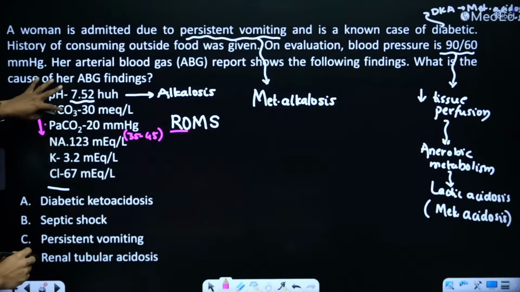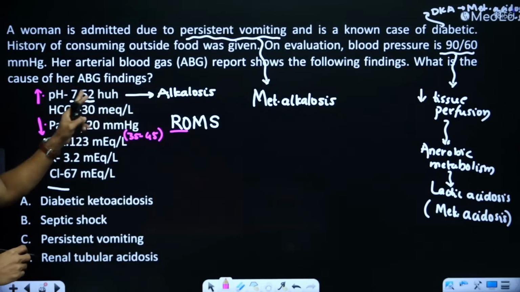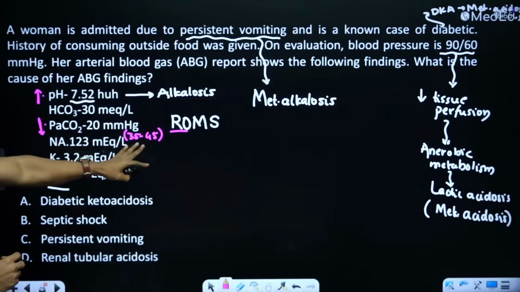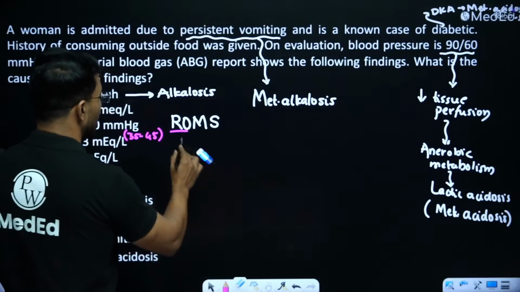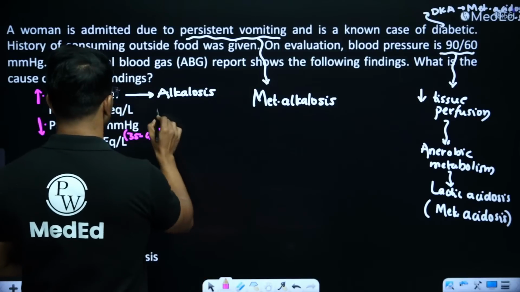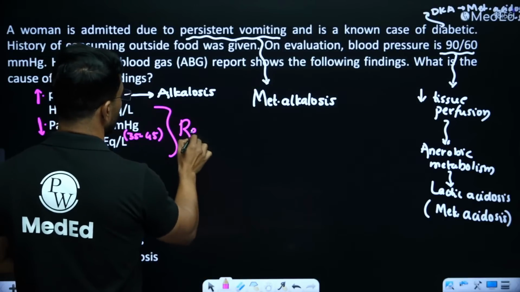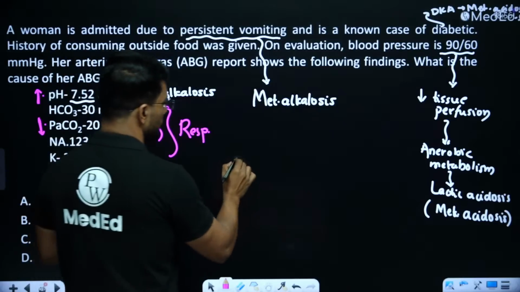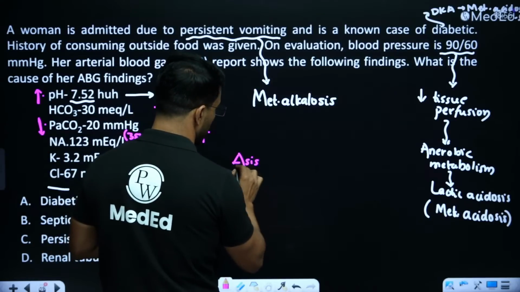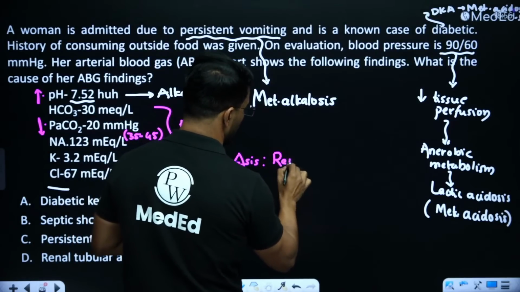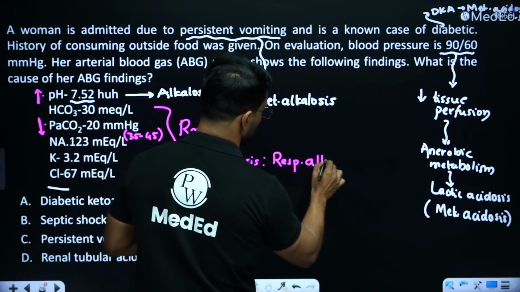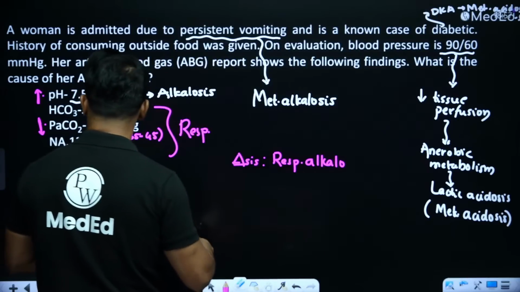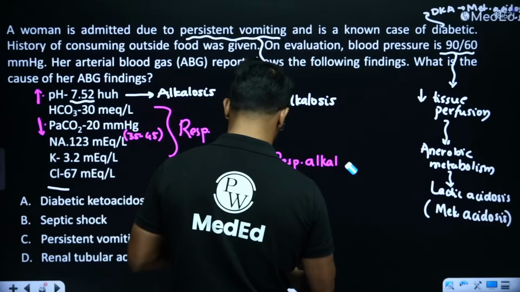Okay, so here the approach is simple. Alkalosis decided based on pH, and then looking at the direction of pH and PaCO2, we have concluded that we are dealing with respiratory here. So looking at it, it is suggestive of respiratory. So diagnosis here is, this patient is having respiratory alkalosis.